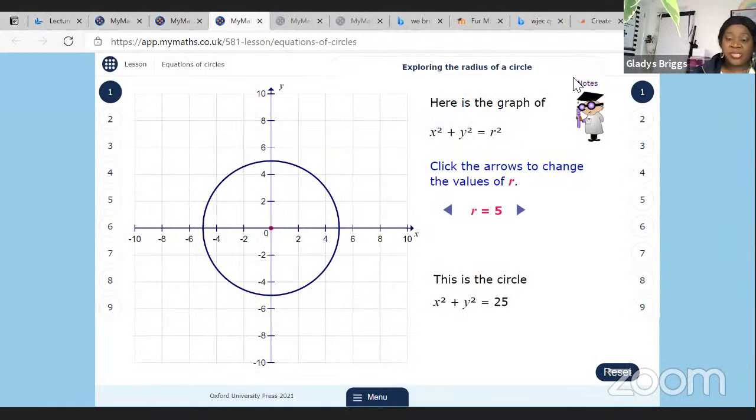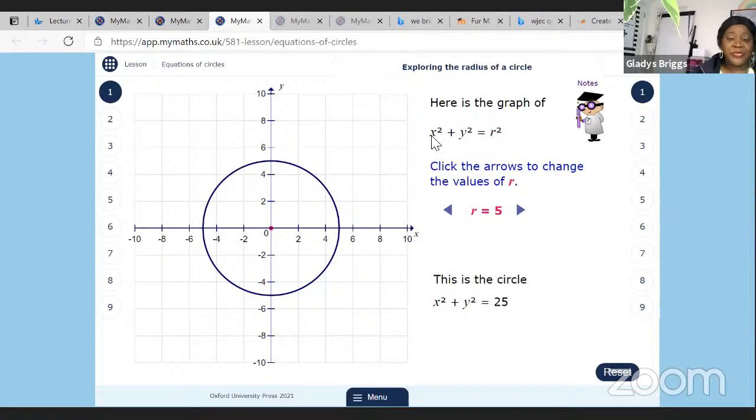Share screen. Okay, I'm just going to go through the slides with you and see what they have on my maths. Let's take our time and get to where the equation is and how to solve it. So this is exploring the radius of a circle.